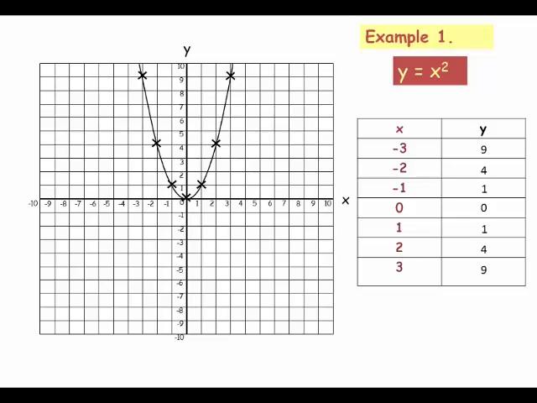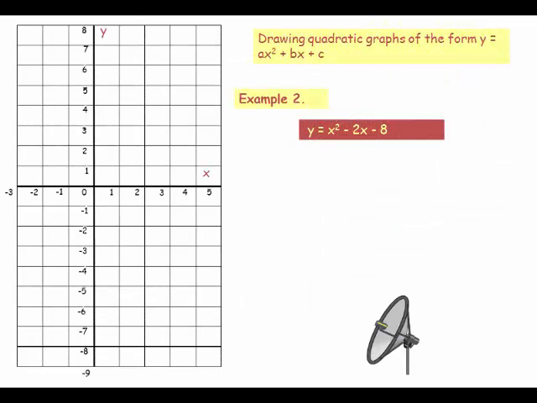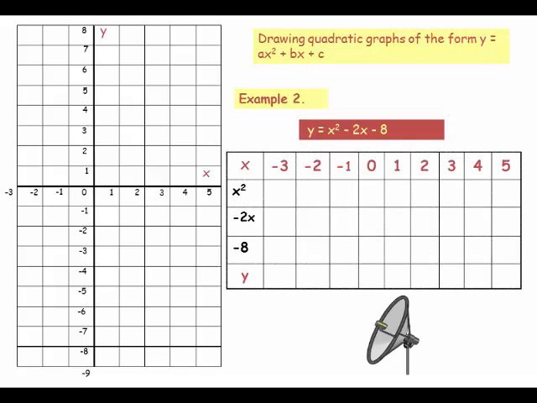Alright, let's have a look at the next example. This rule here is one of the trinomials we've met in the quadratics topic. So y equals x squared minus 2x minus 8 has 3 parts to the rule, unlike the previous example where you only had the x squared. This table can use -3 through to +5.